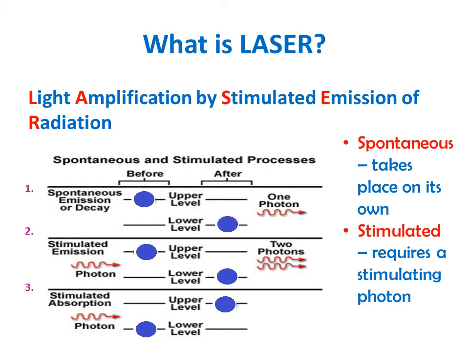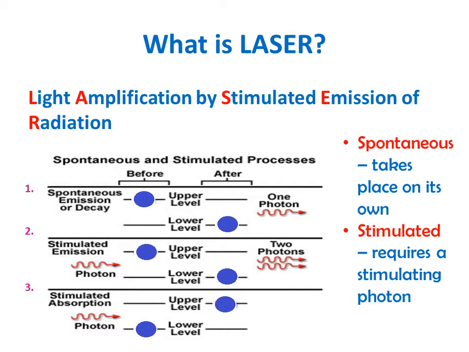What is a laser? In the first session I told you it is an acronym for light amplification by stimulated emission of radiation. So in this session we will see the meaning of each of these words. To begin with, we will focus on the term stimulated emission. So we will see what the different types of emission are first. There are two types of emissions, spontaneous and stimulated.